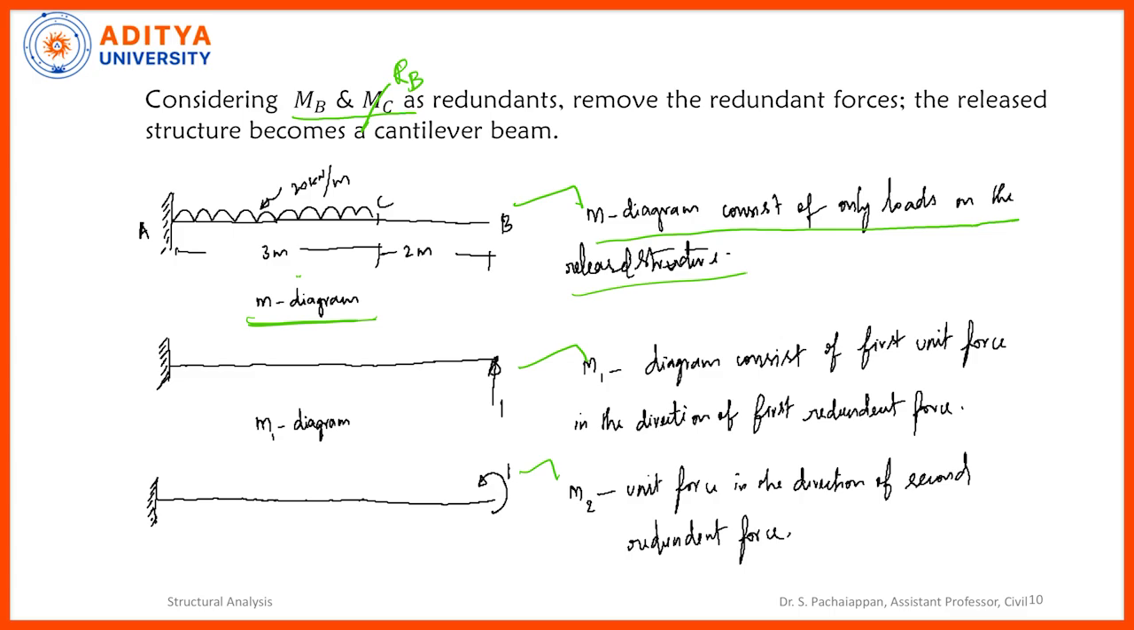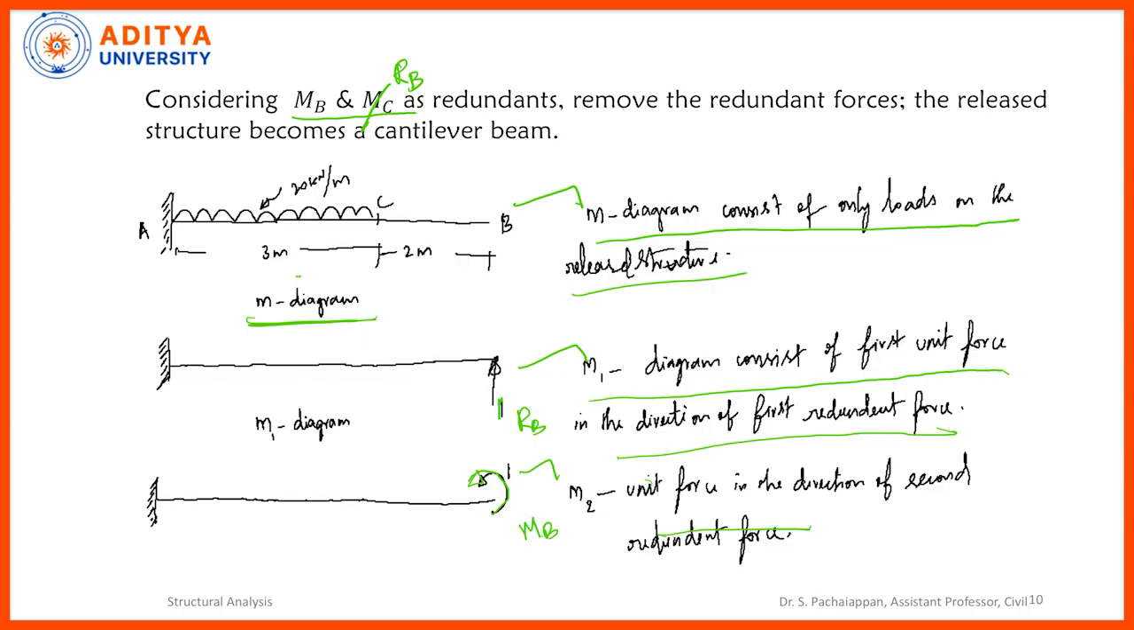Now the M1 diagram consists of a unit force in the direction of the first redundant force. So we considered RB as a redundant force, and in the location where RB is acting, I put 1 unit force. And also, we removed the MB here, and where I removed the MB, in the same direction, I applied the 1 unit moment. So this is the M2 diagram.